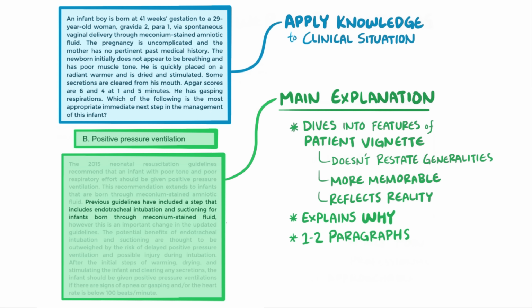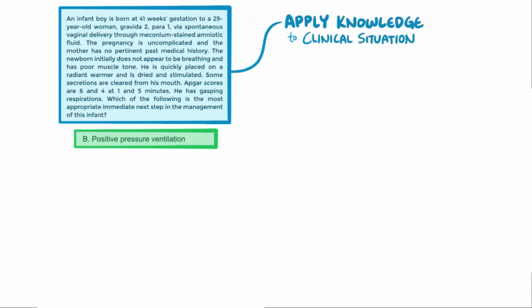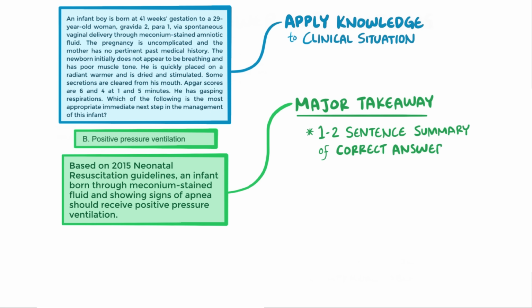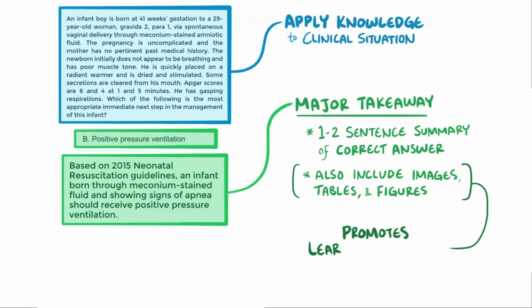1 to 2 paragraphs. Now, once the main explanation's been written, it's important to extract the major takeaway from that question. People love this because it's a short 1 to 2 sentence summary of the correct answer that captures the key elements from the main explanation. You can think of it as a nice little recap. The main explanation and the major takeaway are a great place to include relevant clinical images, tables, or figures as well. Selecting good images and making sure that they're carefully explained is really critical, because they can be very useful tools to promote learning and retention.